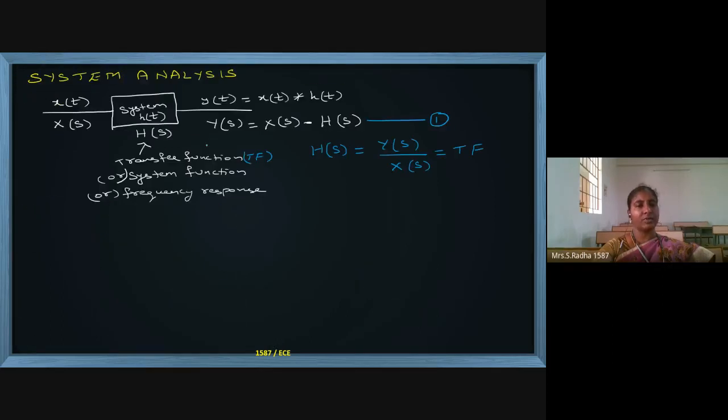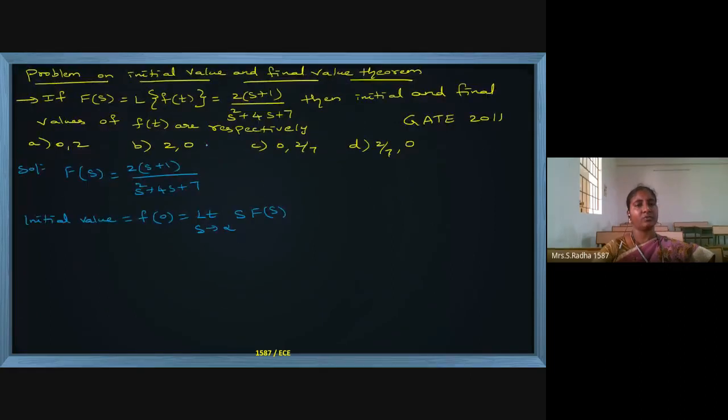Same thing I have done for the given question. For the given f of s, in time domain I am putting t equal to 0. Time domain, what I am trying to do, limit t approaches 0, f of t I am trying to find, that is f of 0. This is called initial value of the signal. And it is limit s tends to infinite s into f of s.